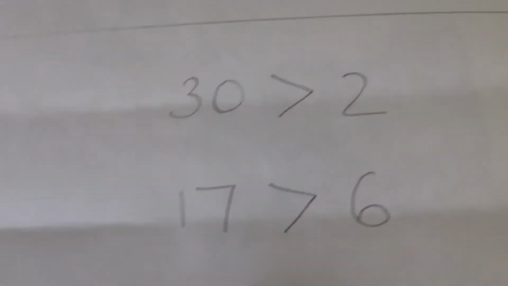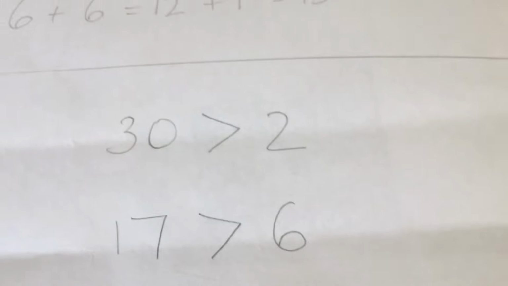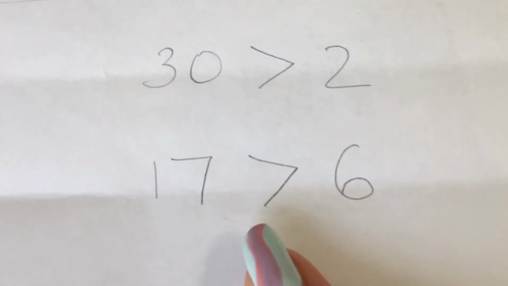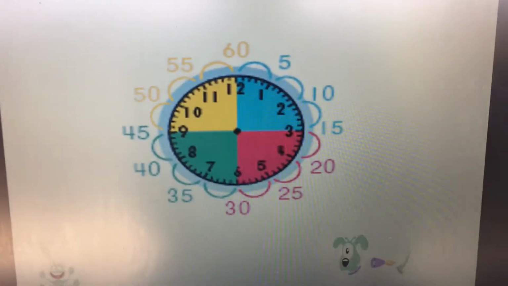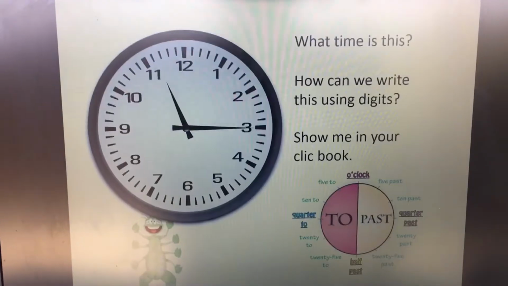Okay, remember 17 is greater than 6. So Charlie Crocodile likes to face 17 and gobble it all up. Well done, guys.